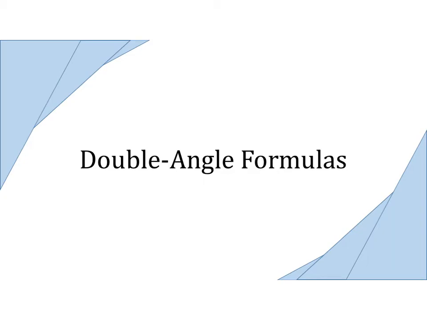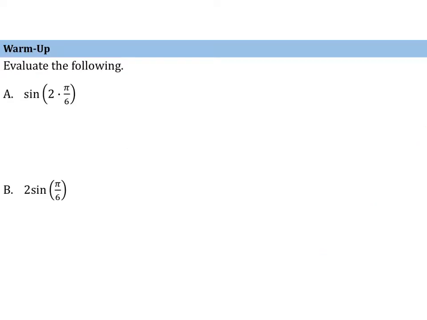In this video, we will take a look at the double angle formulas. This means that we will look at trigonometric functions, particularly the sine, cosine, and tangent functions, evaluated at 2 times alpha. In this warm-up, we are going to correct an error that many students make in a Calculus 1 course.